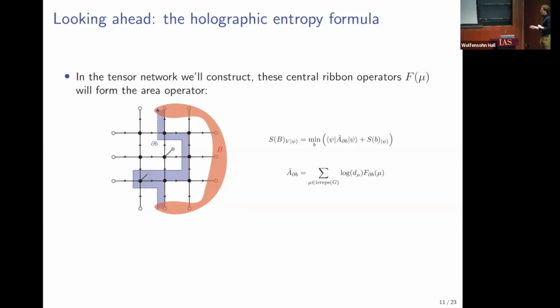And if I took, say, the set of links overlapping this red shaded region that I'm calling capital B, in the model we construct, I can compute their von Neumann entropy using a holographic entropy formula. This is the same formula I've been writing. But now the area operator is different than before. It's this particular kind of ribbon operator. It's this sum of ribbons, the central ribbons that I listed in the previous slide, weighted with log d_mu, d_mu being the dimension of the representation.